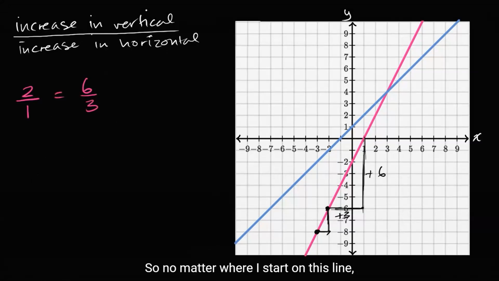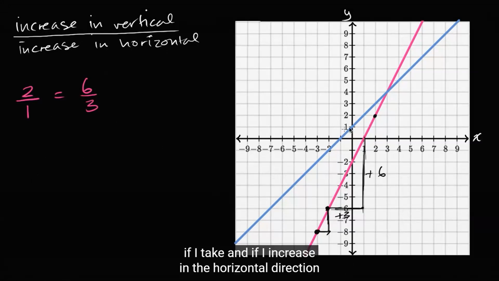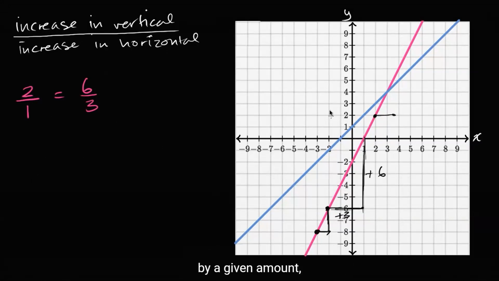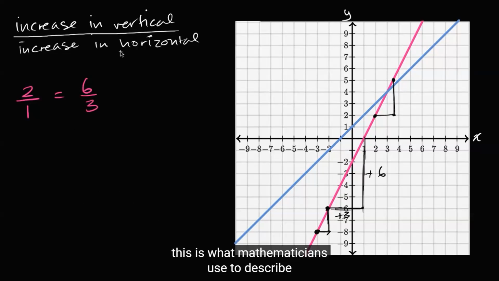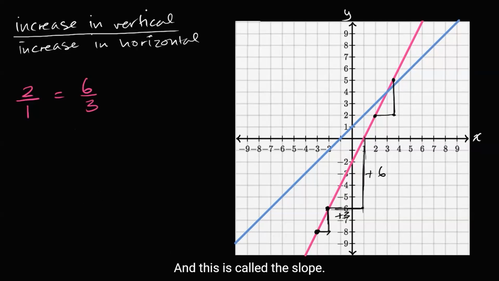So no matter where I start on this line, if I increase in the horizontal direction by a given amount, I'm going to increase twice as much in the vertical direction. So this notion of increase in vertical divided by increase in horizontal, this is what mathematicians use to describe the steepness of lines. And this is called the slope. This is called the slope of a line.